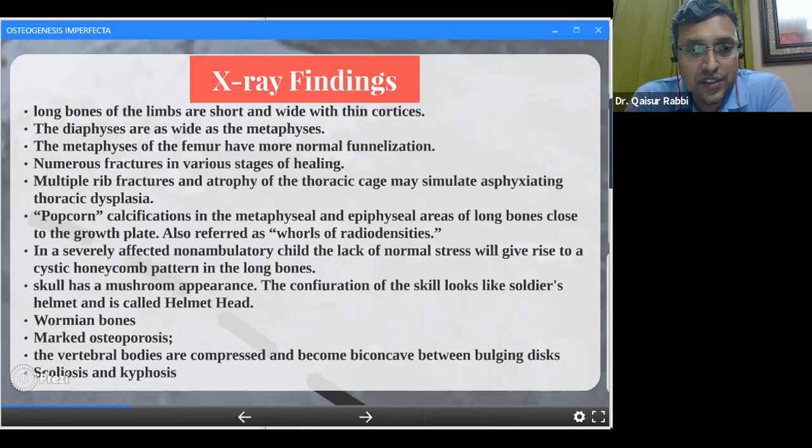I'll show you some pictures so that this will be clear. Sometimes they will show Wormian bones also. And children who are mobile sometimes have protrusion of the acetabuli inside, and bowing, not only in one plane, it's multiplanar bowing.